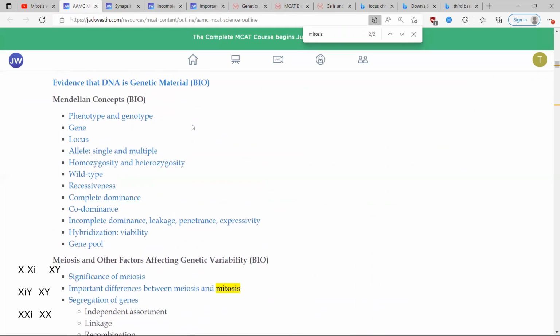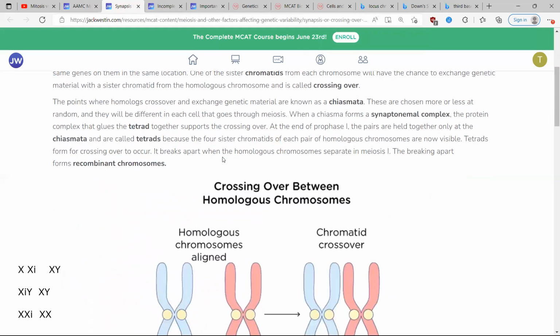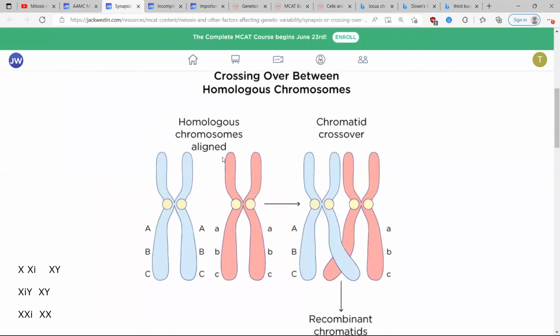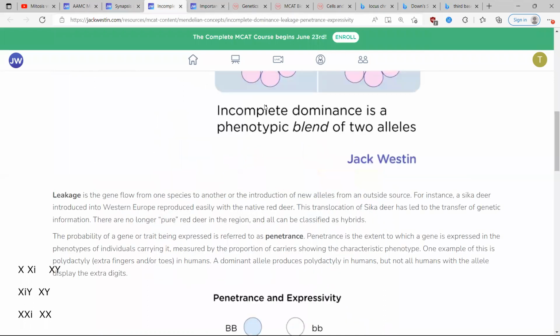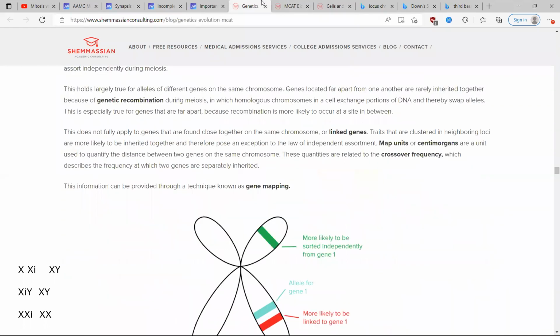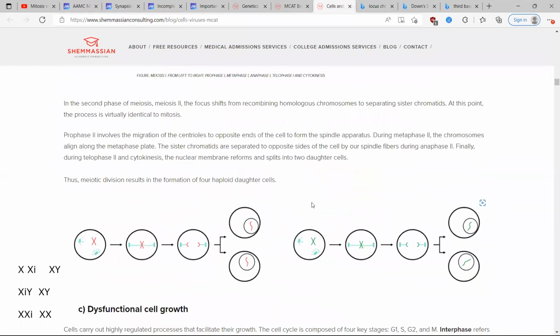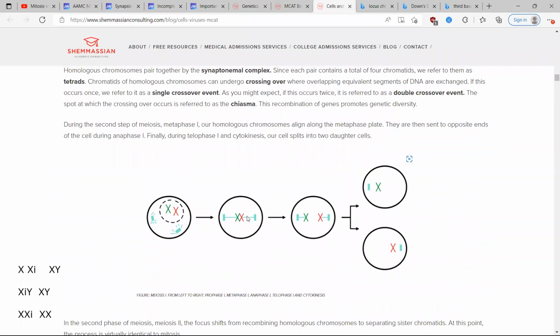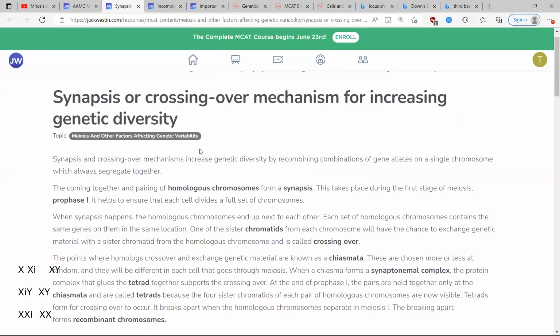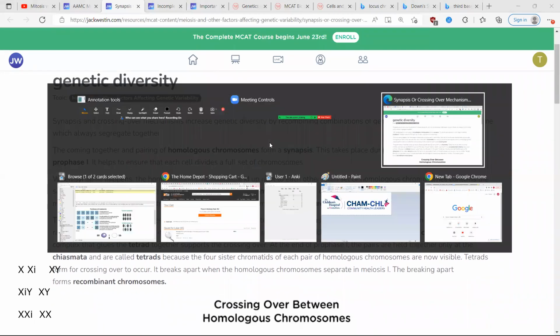Genetic recombination. Okay, so we talked about meiosis. Can I find a nice picture of meiosis? In meiosis, right here, these guys are hooked up together, but they're actually interacting with each other. And the way that they're interacting is something called the synaptonemal complex. Let me see if I can find it.